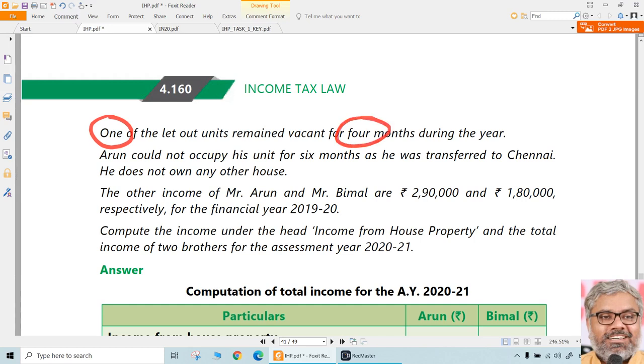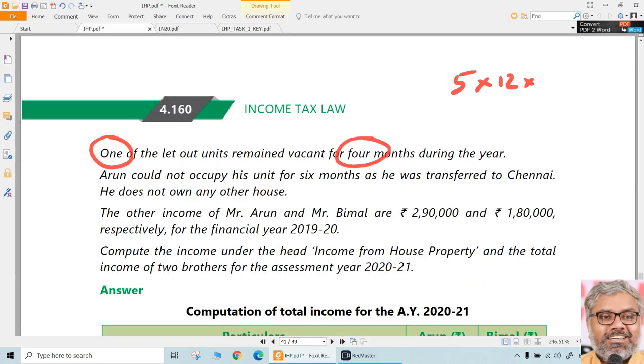So rent received or receivable is not fully for all the 6 properties. For 5 properties, they are fully let out throughout the previous year. So 5 into 12 months into each month, 12,000 rupees. That is the rent receivable from those 5 properties. But the other property was not let out for 12 months. It was vacant for 4 months. Means 8 months only the rent would have been received.